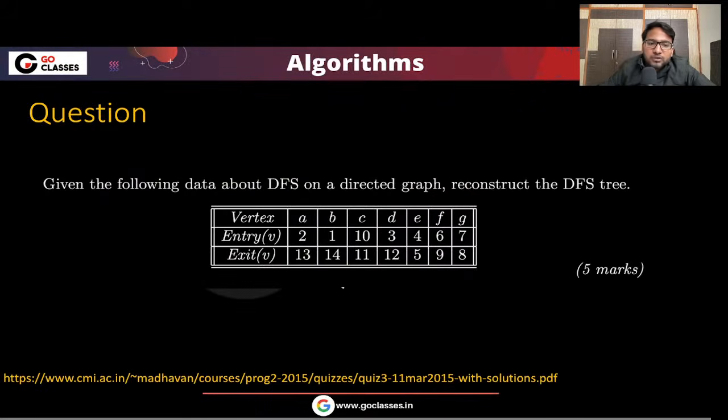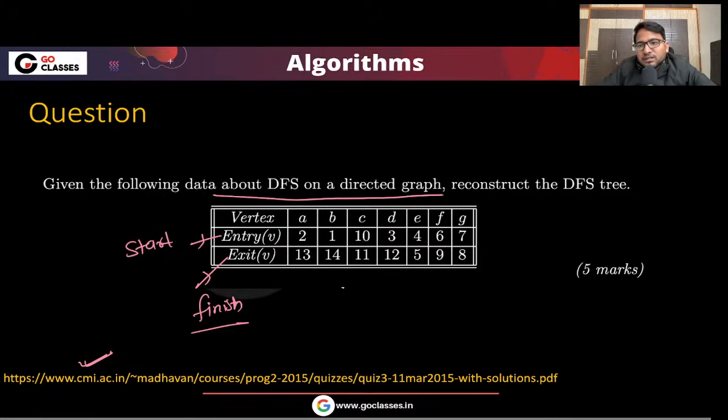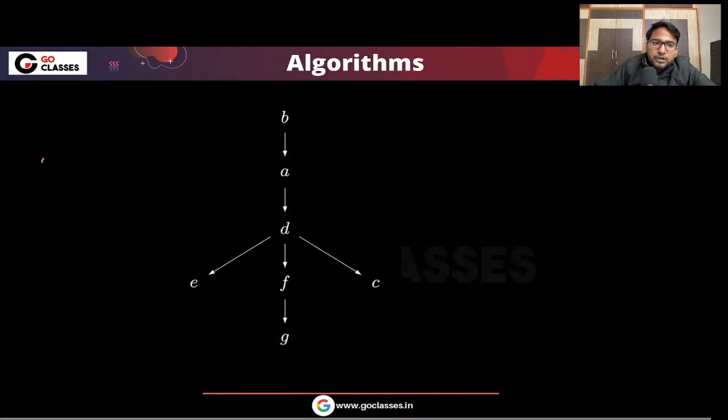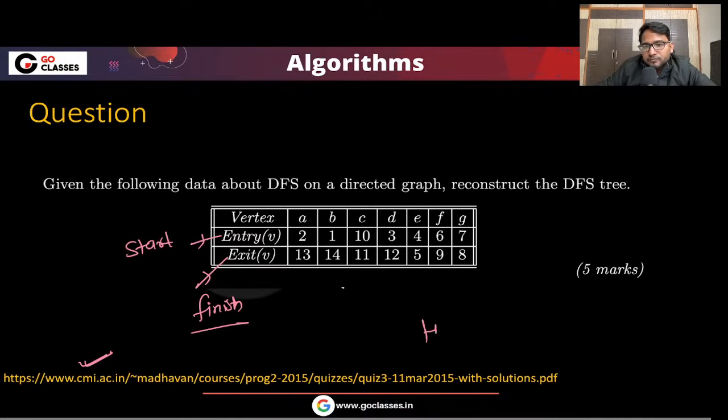Can you do this question also as homework? This is from CMI. Entry means start, and exit means finish. They are saying, given the following DFS data, construct the DFS tree. I think the answer is on the next page. This is the solution, but just try this as homework. This question is from CMI, which is Chennai Mathematical Institute.